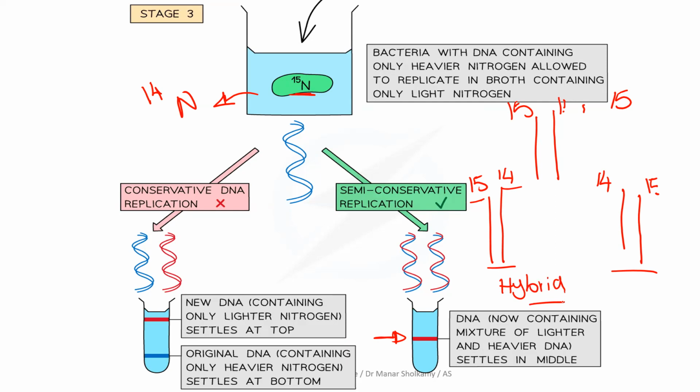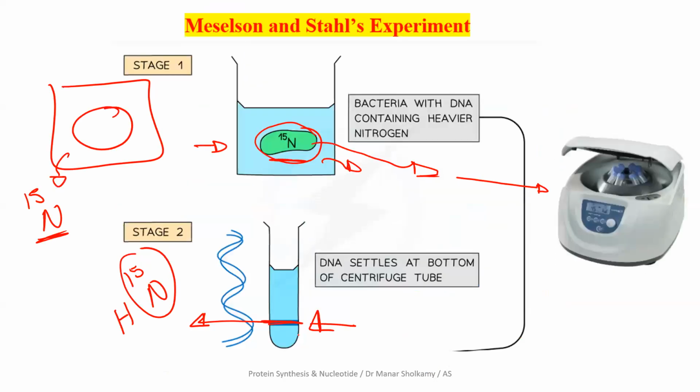And they actually found out that after 20 minutes, when they took the bacterial DNA, put it in the centrifuge and spun it, it settled in the middle of the test tube. No band was found at the base. This means that no DNA was 100% heavy. Remember, the position of the heavy was at the base.